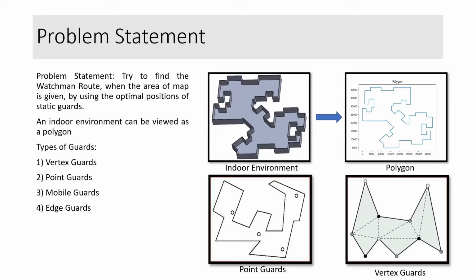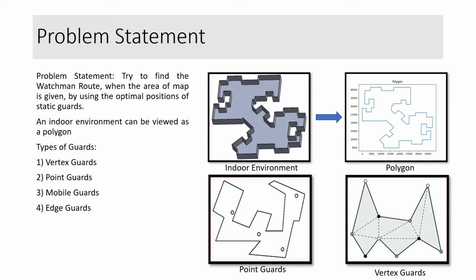An indoor environment can be viewed as a polygon with holes or without holes, and a polygon with total n vertices and the guards as points inside the polygon, or on a vertex of the polygon, or even moving inside the polygon. Any point P in the polygon is said to be visible from a guard G if the line segment joining P and G does not intersect the exterior of the polygon.